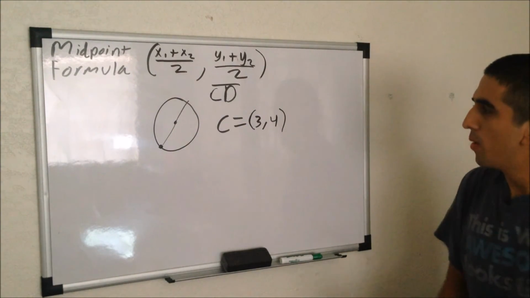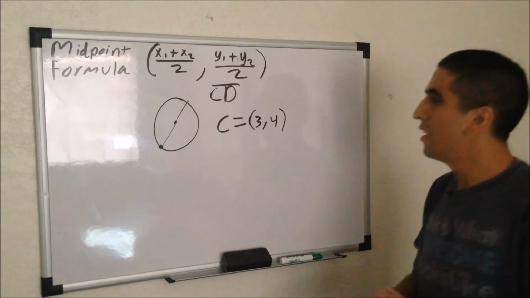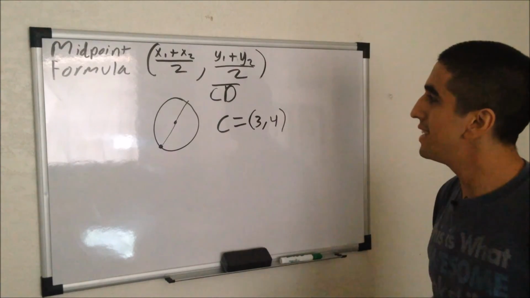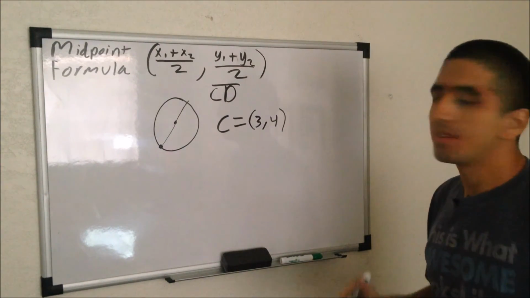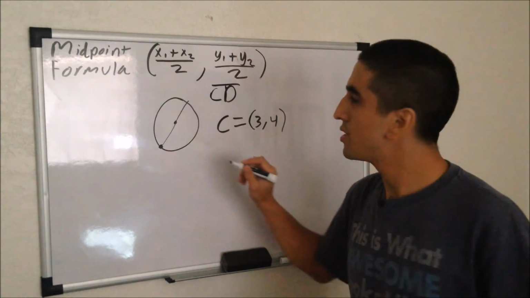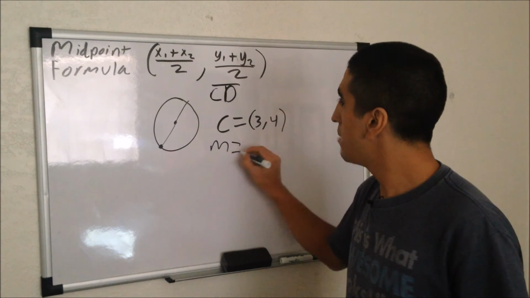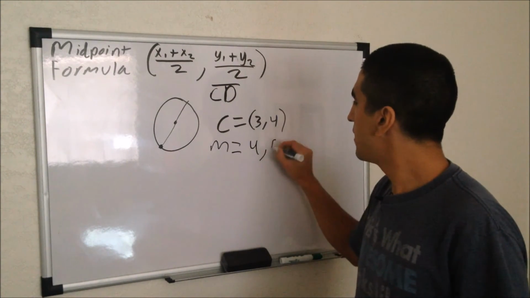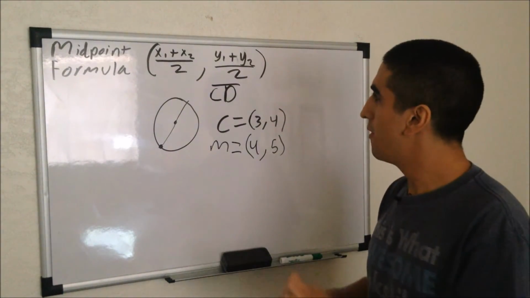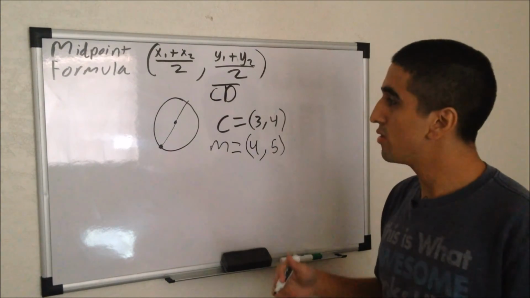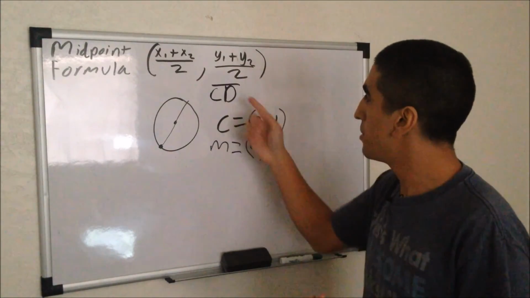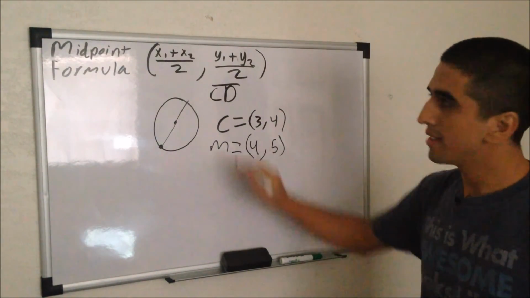So, one more. Let's say we have a circle, and in that circle we have the diameter CD, and they give us 1 point on the diameter, C, and they don't give us the other point, but they give us the center of the circle, which is M. M is equal to 4 comma 5. Now how would you solve this? Well, our knowledge of circles tells us that this center point is the midpoint of the diameter CD. So we could just plug this into our equation.